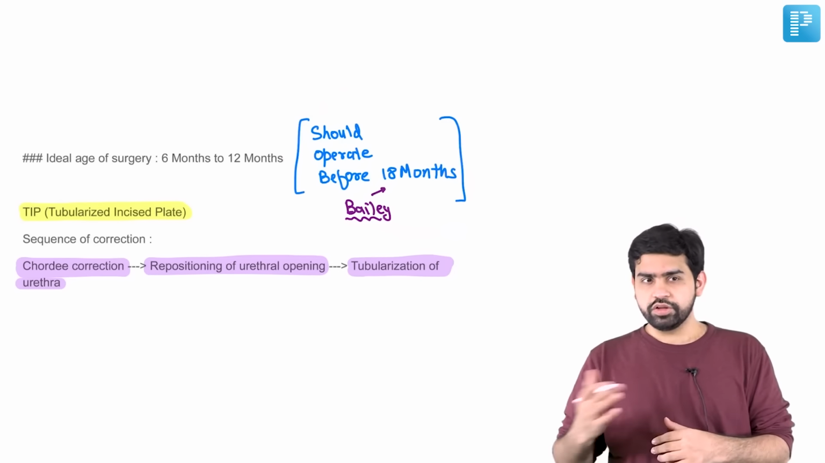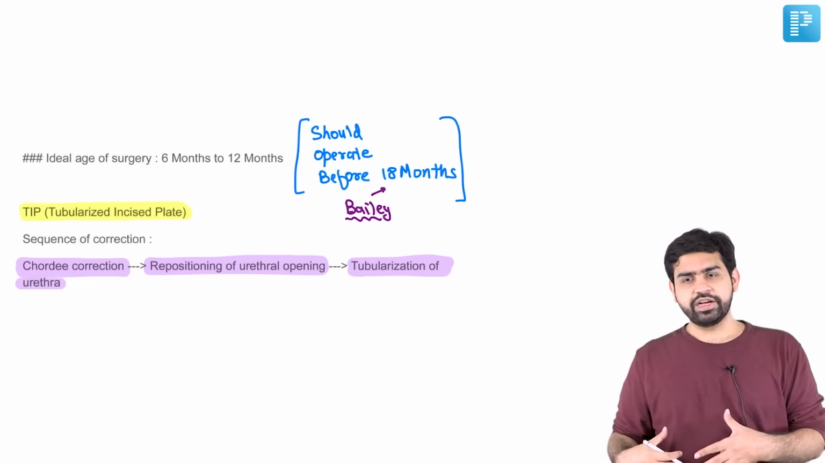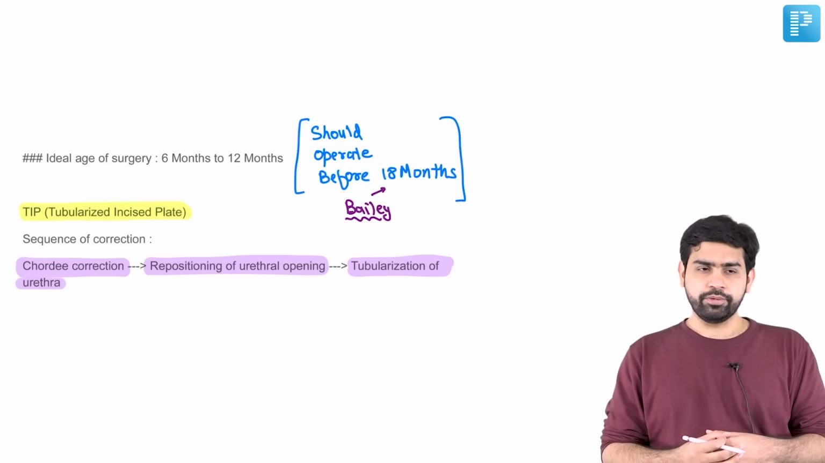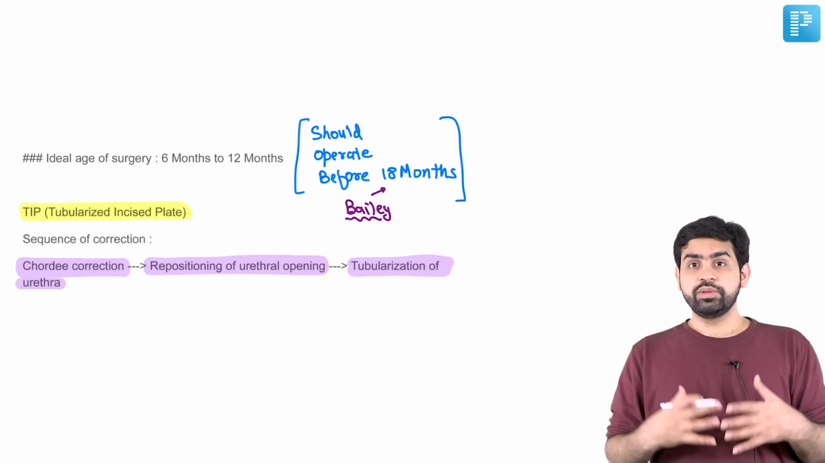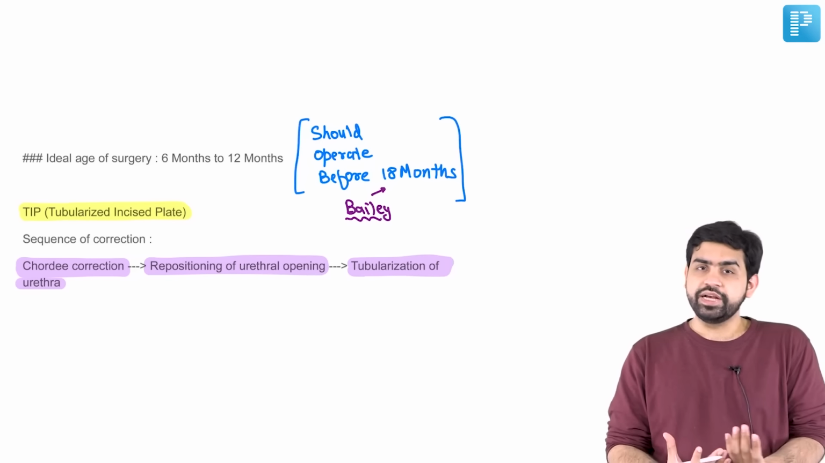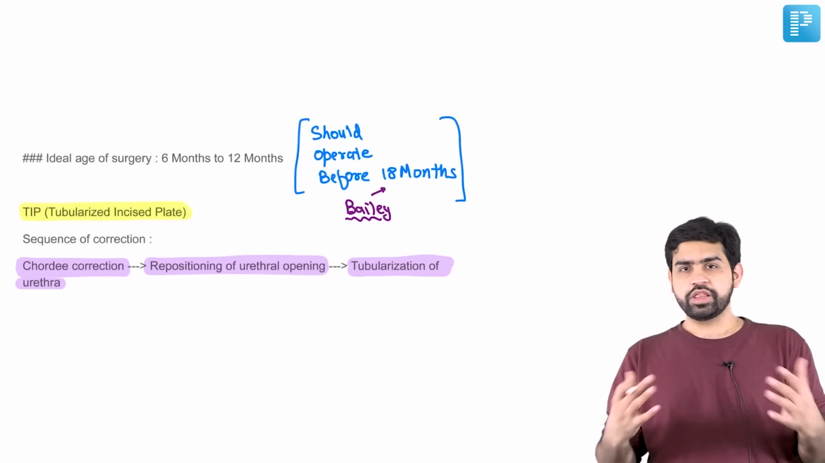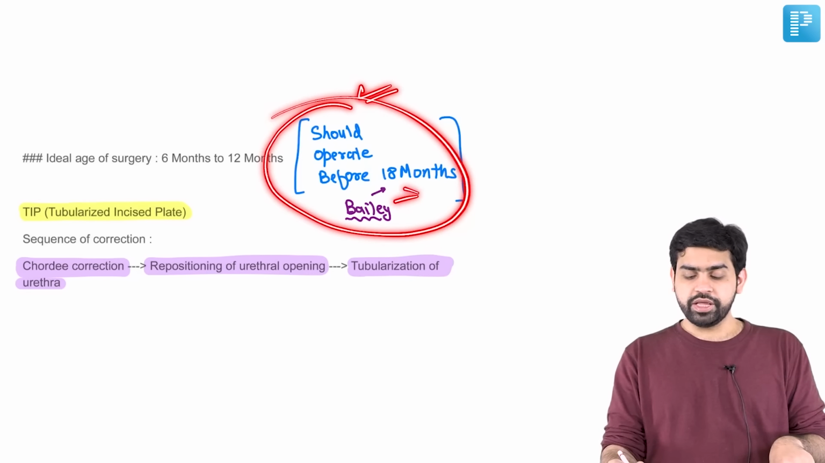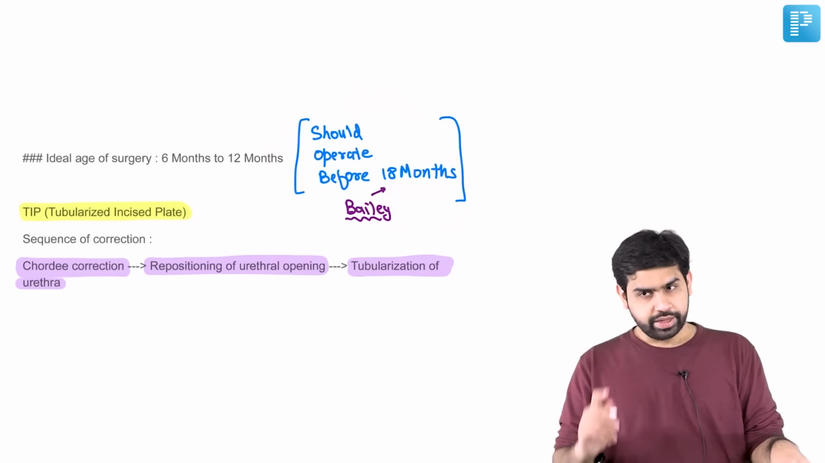The reason is because after this point, the child will have the gender identity, and any kind of surgery which you basically perform in the genitalia of this particular person or the child, it will be considered as a genital mutilating surgery, and it may kind of hamper with the psychology of the child. And that is the reason why we have to operate in the patients of the hypospadias ideally before 18 months. I hope you got this point.